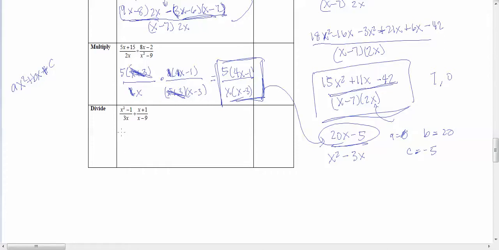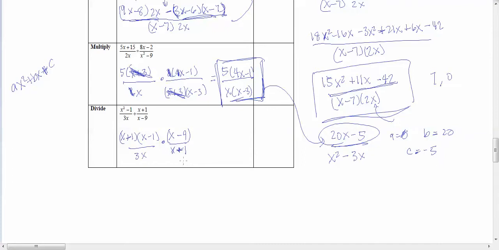X squared minus 1, as I stated previously, is actually a difference of squares. So that would be x plus 1 times x minus 1. Keep in mind, there is no such thing as a sum of squares. The only formula that I know of is for the difference of squares. Now I'm going to do a step over here, and hopefully you'll be able to follow. I'm going to make this a multiply, x minus 9 divided by x plus 1. What I'm doing here is, instead of dividing, I multiplied by the reciprocal. I flipped it over and I multiplied it.